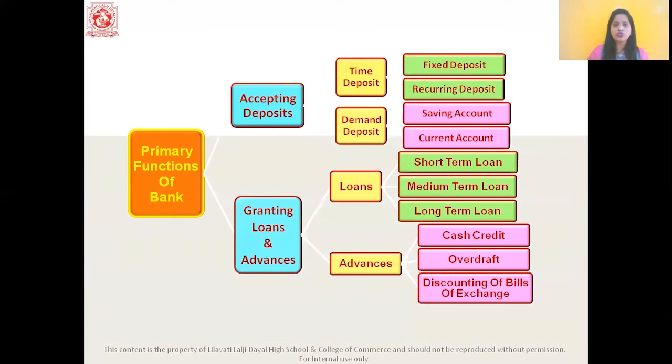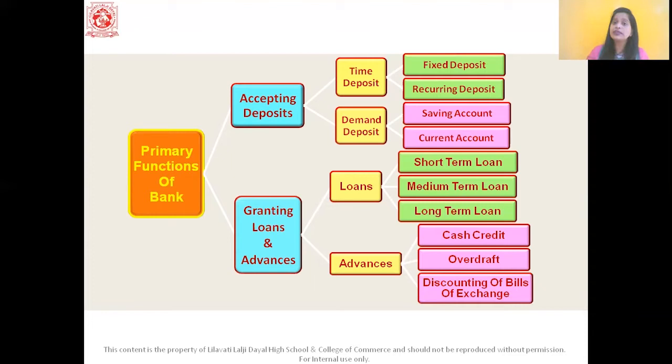Let us now study the primary functions of the bank. Here, students, the first function is accepting deposits. You can see on the screen there are 2 types of deposit. First one is time deposit, second one is demand deposit. Now what is time deposit, students? Time deposits are to be paid after a certain period of time, after the expiry date, on the maturity date. Demand deposits are repaid as per the demand of the investor.